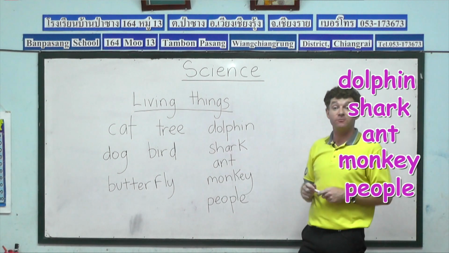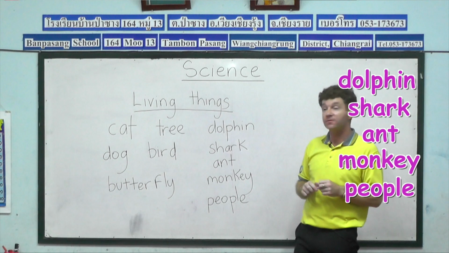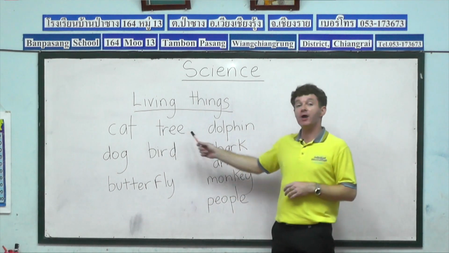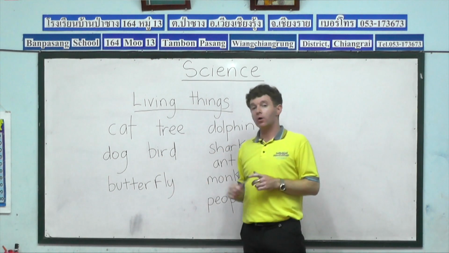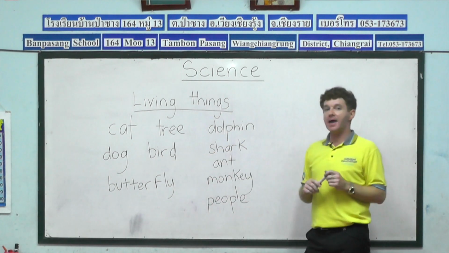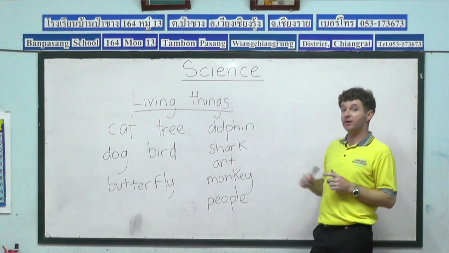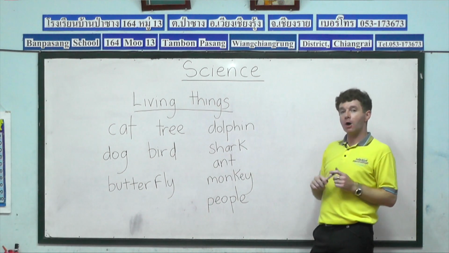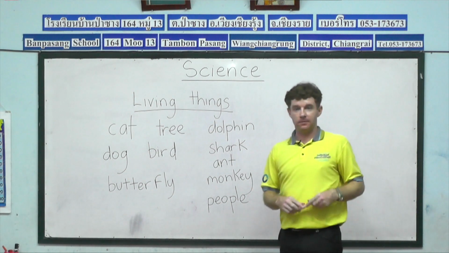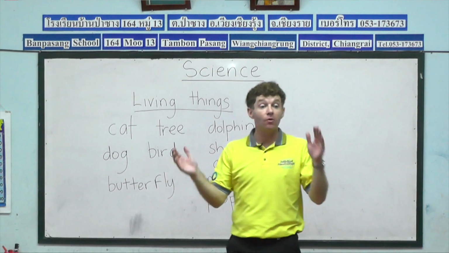So let's practice speaking all together one more time. Ready? Cat. Tree. Dog. Bird. Butterfly. Dolphin. Shark. Ant. Monkey. People. Excellent, guys. Round of applause. Well done.